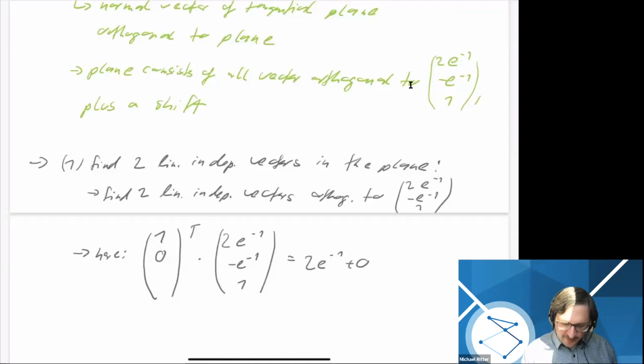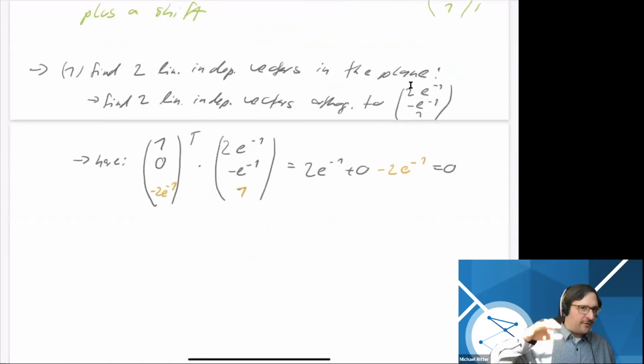And that means what we have to set here is, we need to get a value of minus 2 e to the minus 1 to get back to 0. And we have this 1 here. So 1 times what is minus 2 e to the minus 1? Precisely this value here. So we're using that to get a result of 0. That's a vector that is perpendicular to the normal vector.